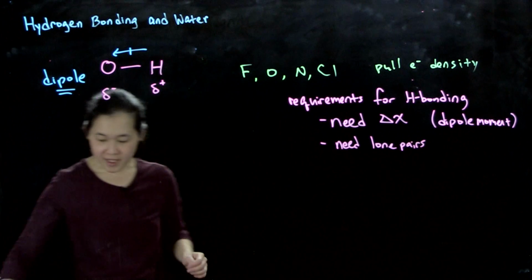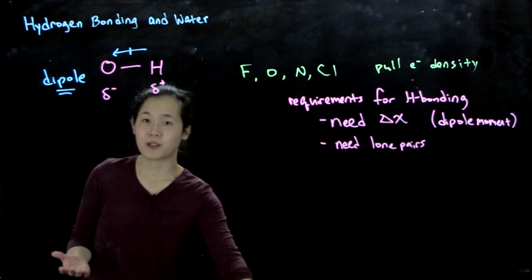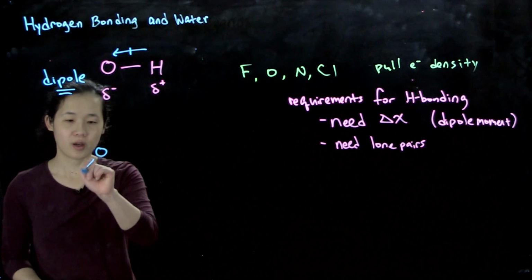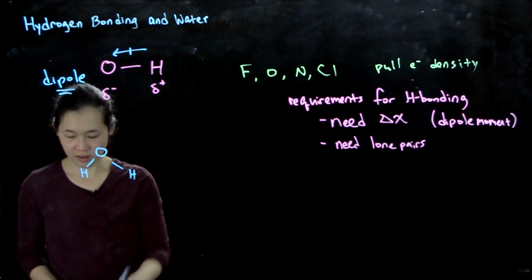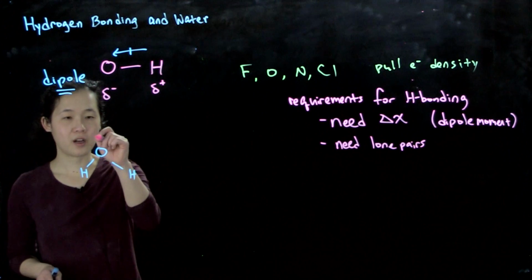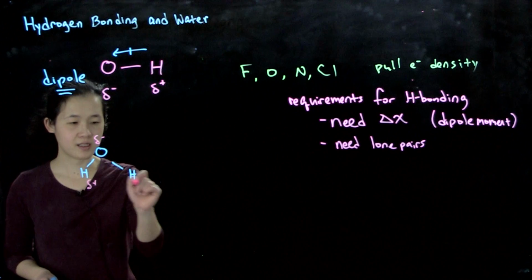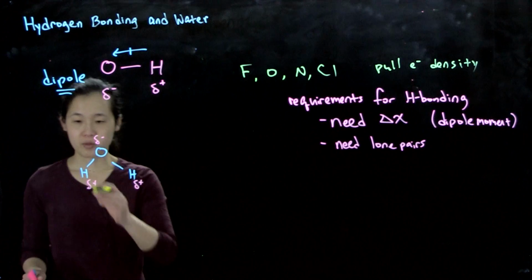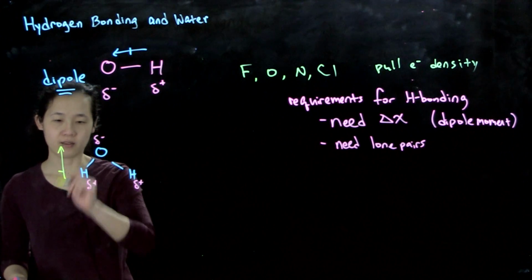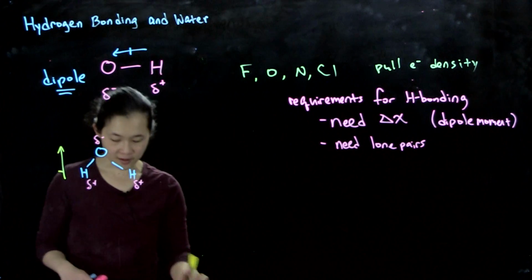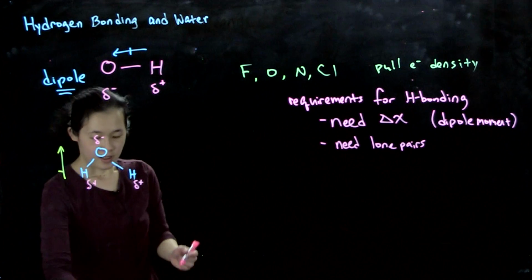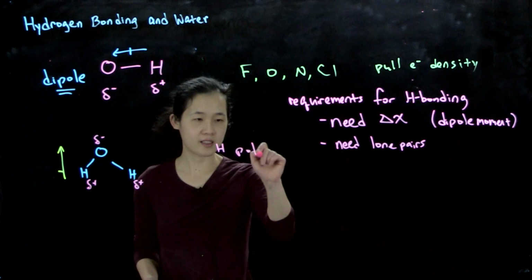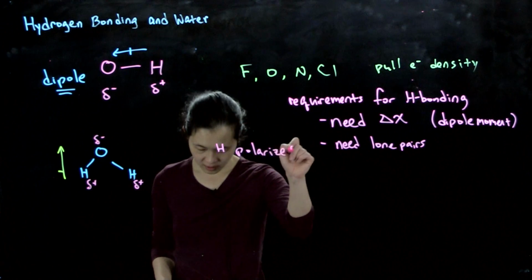OK, and so the classic example that we all experience every day is hydrogen bonding within water. So here's a water molecule. We still have our partial charges, delta minus, delta plus, delta plus. So overall, we have a dipole moment pointing upwards. It should be down this bond, but then we have two of them, so they cancel each other out. And the key point here is that the H polarizes the lone pairs.